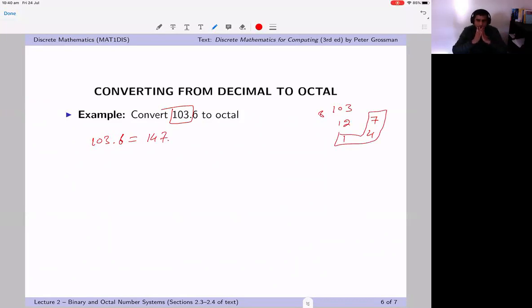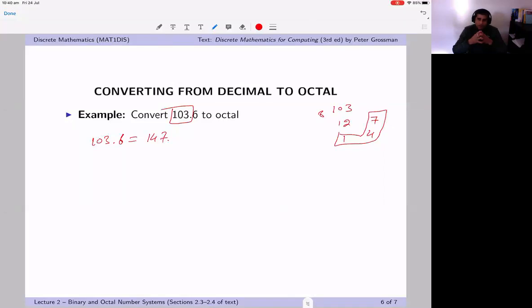This number, 147, is the conversion from integer to octal.